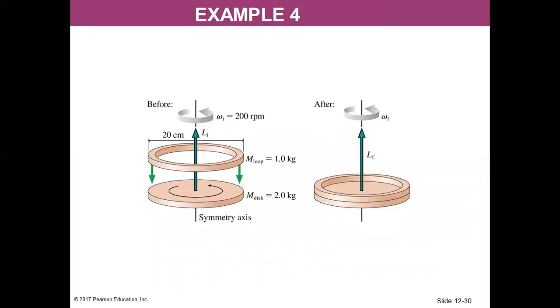Okay, so we have the disk rotating, and the loop is dropped, and initially the loop is not rotating. The disk here is rotating at the initial speed of 200 revolutions per minute. Then we have the system here, which is rotating at the final angular velocity.